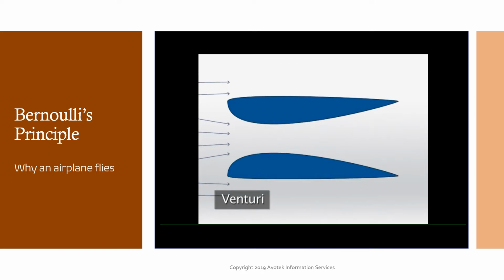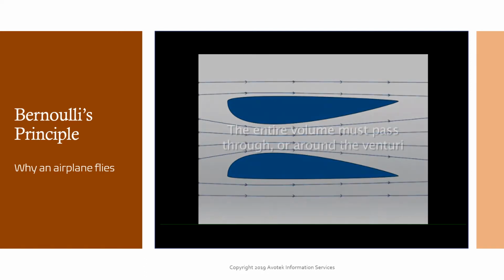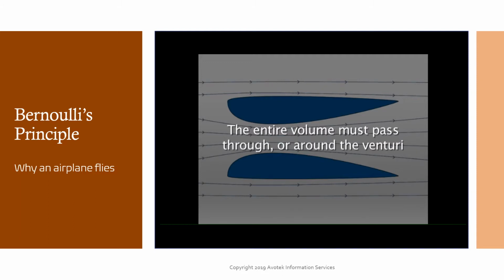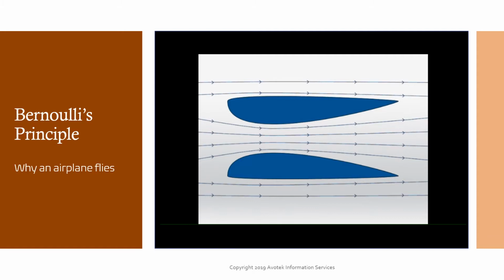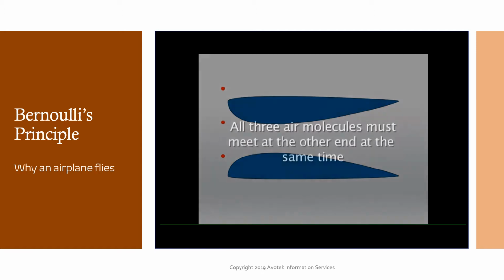Next, let's place a venturi restriction in the path of a moving airflow. As we are sending a given volume of air past the venturi, the entire volume must pass through or around the venturi. Look at what is happening to the air as it passes through the venturi. If we consider 3 molecules of air passing around or through the venturi, we must note that all 3 must meet at the other end at the same time.